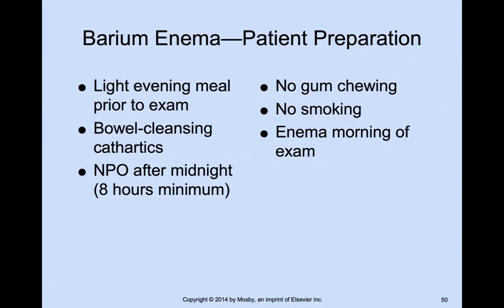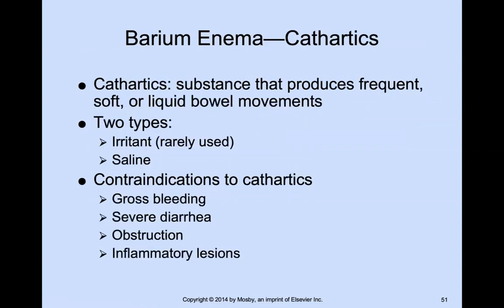The patient prep for a barium enema is a lot more intensive. NPO after midnight, so NPO 8 hours, still the same, no chewing gum, no smoking, and bowel cleansing cathartics. They're going to be doing a lot of bowel cleansing cathartics. It comes in the prep kit for the barium enema, and an enema the morning of the exam as well. Why is this? Because we want to make sure that the patient is completely cleared of fecal matter, because we won't be able to obtain a good study if the patient is still full of fecal matter. Fecal matter can also mimic certain pathologies.